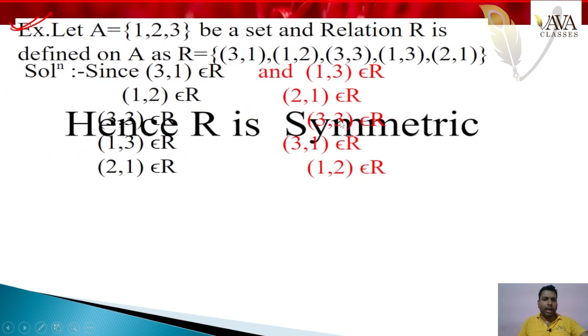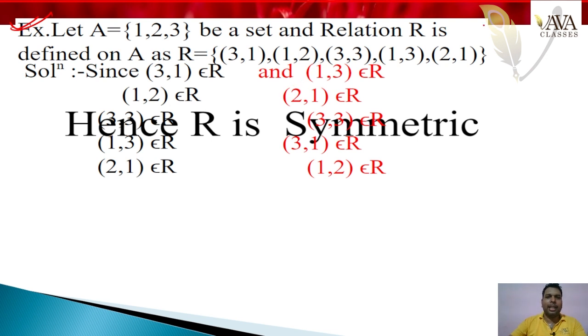So, students, now we'll discuss one example. Let A = {1, 2, 3} be a set, and relation R is defined on the set A. R = {(3,1), (1,2), (3,3), (1,3), (2,1)}. Okay.